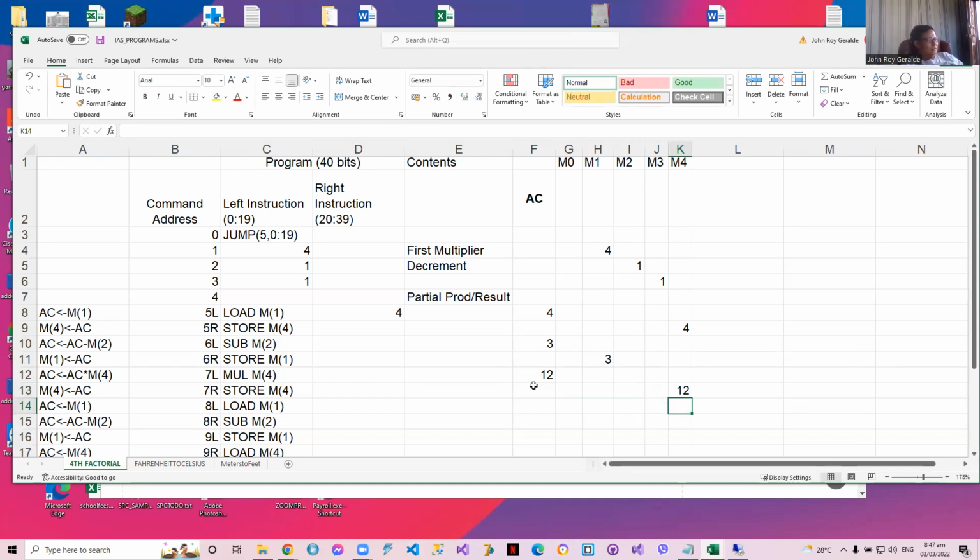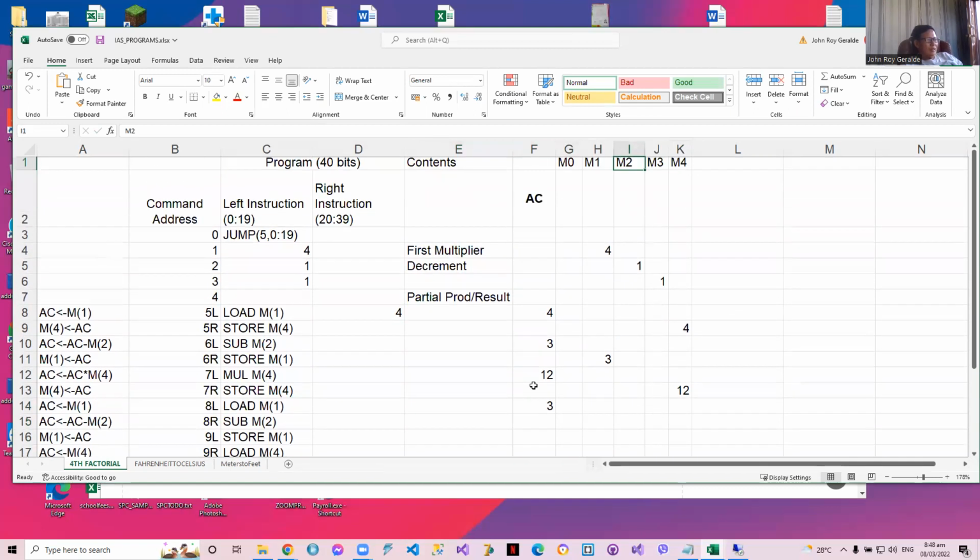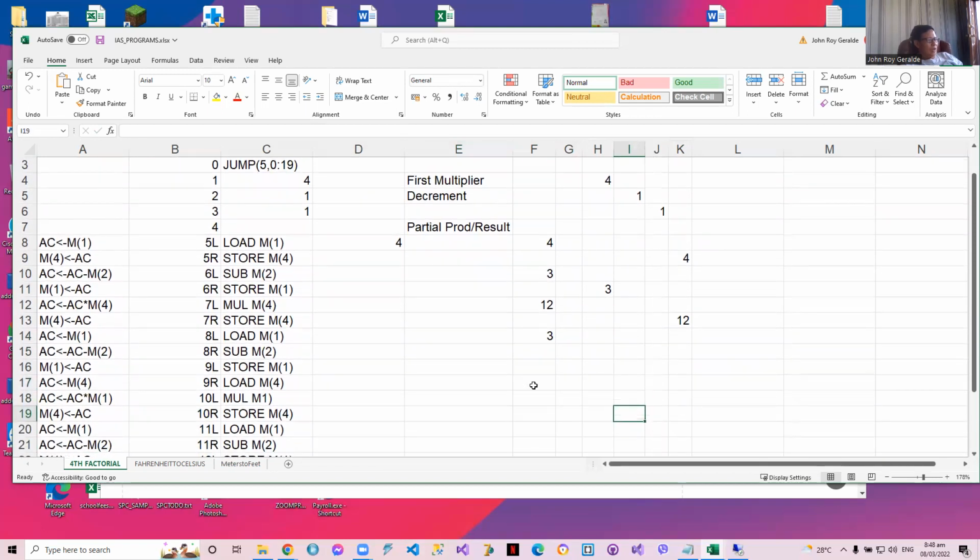Do you follow? And then sub M2, load M1. So AC receives M1. What's M1 now? 3. Okay. And then we have sub M2. So M2 is still 1. Ito, M2. So AC receives AC minus M2. So AC becomes 2. Okay.